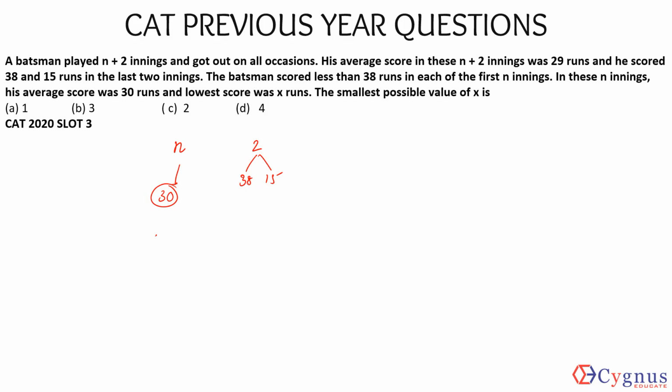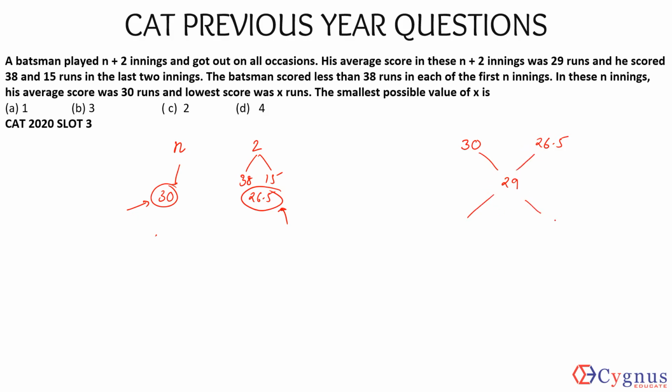I got 38 in the second-last inning and 15 in the last inning. So the sum has to be what? 53. 53 by 2 will give you 26.5. So there are two groups. The average of the first group is 30, second is 26.5. And it's also given that his average score in these N plus 2 innings was 29 runs. So can we apply the method of alligation here? My average is 30 for the first group. Second group, it's 26.5. And the overall average is 29.